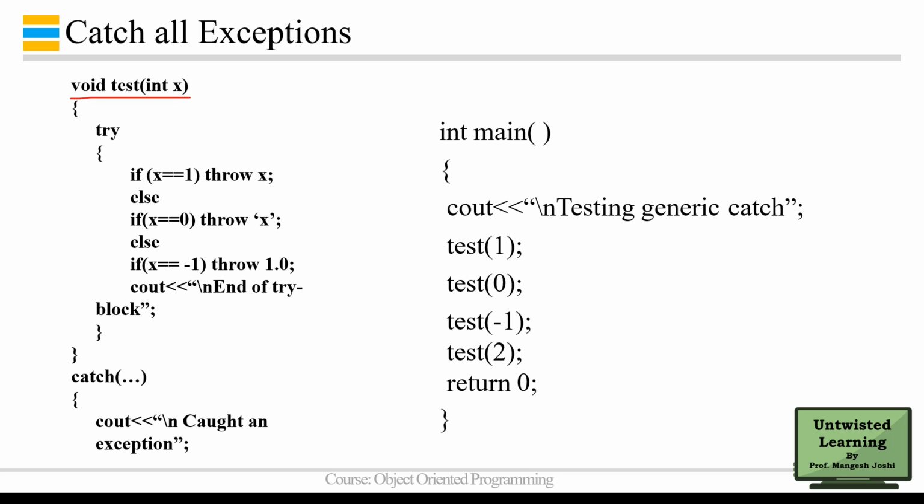So again we have the same example. You can see only one catch is written, followed by the 3 dots, and it only prints caught an exception, irrespective of the data type. So test one case, throw X, it will print caught an exception. For this also it will print caught an exception. For this also it will print caught an exception. For this it will print end of try block. Right, so in this way you can catch all the exceptions at one time.